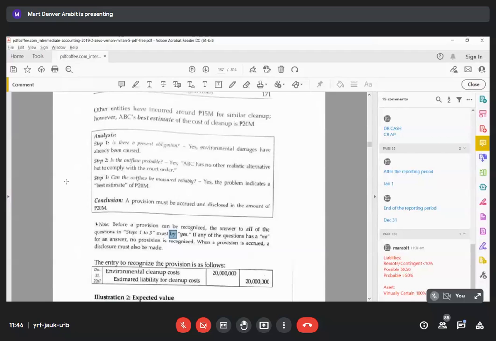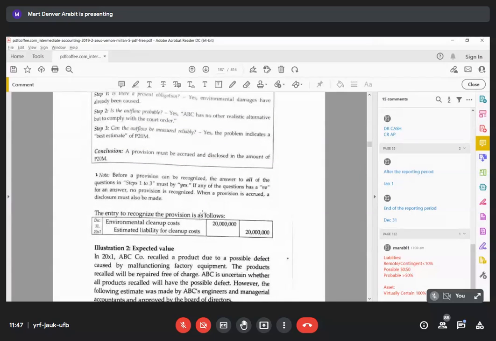Okay, so if any one of these is missing, or your answer is no, then you should not recognize the provision. Okay? So, you only need to memorize: is there a present obligation? Is the outflow probable? And can the outflow be measured reliably? It's like memorizing what is asked, what are the given facts, what is the mathematical operation to be used. If you remember that. So, it's just like that.